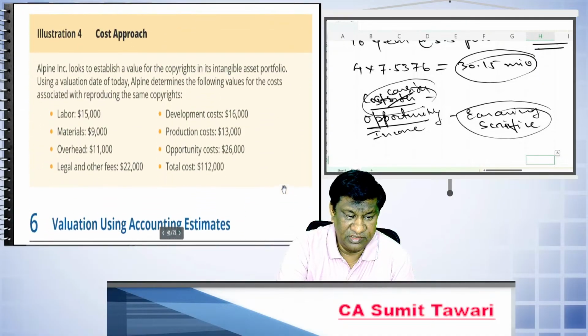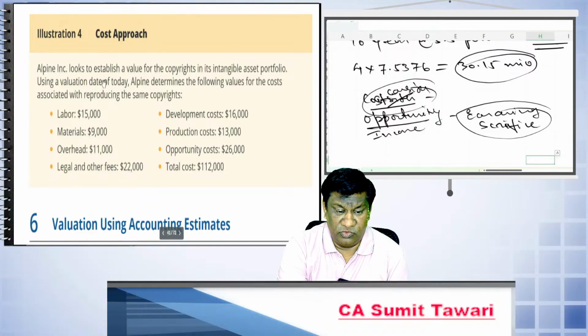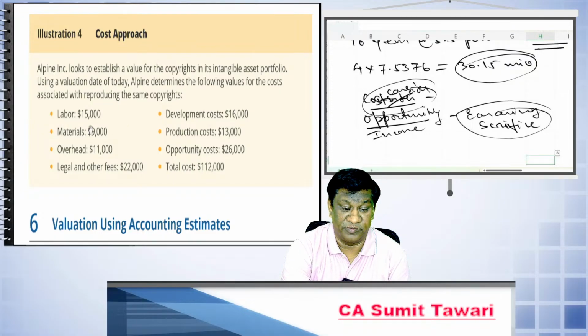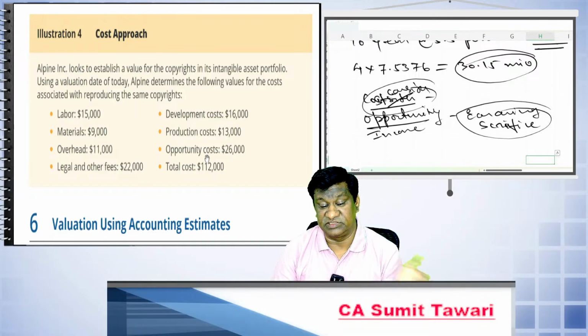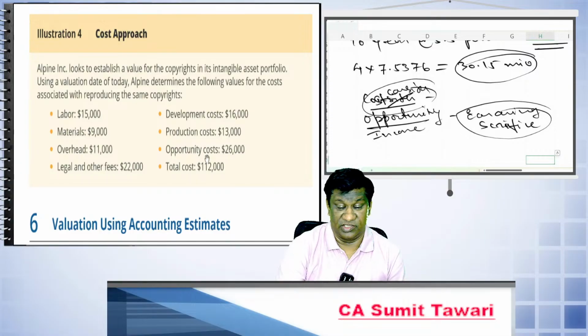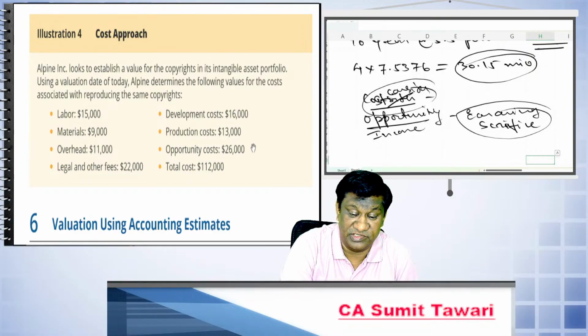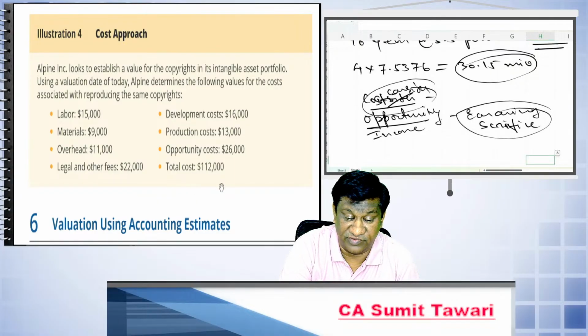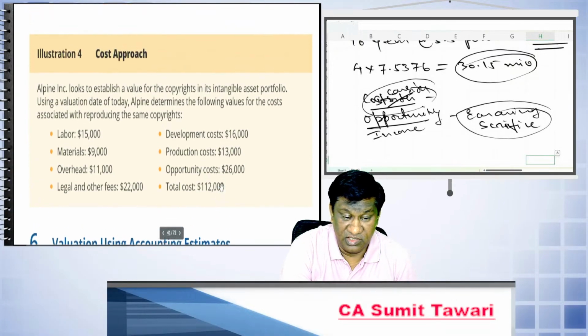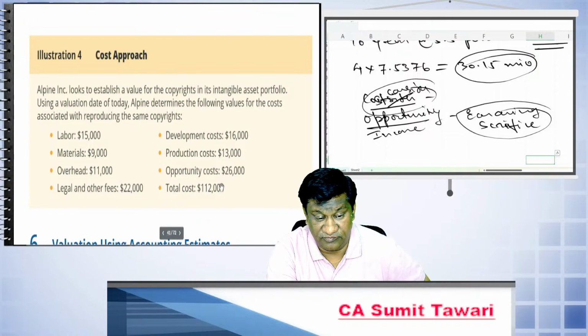So you can see here, Alpine Inc. looked to establish a value of the copyright in its intangible asset portfolio. Using a valuation date of today, Alpine determined the following value for the cost associated with reproducing the same copyright: labor, material, overhead, legal and other fees, development cost, production cost. Opportunity cost is basically whatever the amount invested here. If I invested somewhere, then I may earn some amount. Whatever may be the lost opportunity, that also I need to consider. So the total cost is 112,000, that I need to consider as the cost of the copyright as per the cost approach.